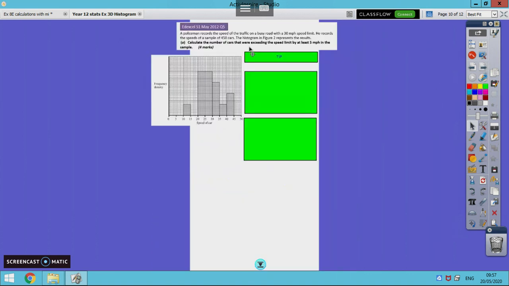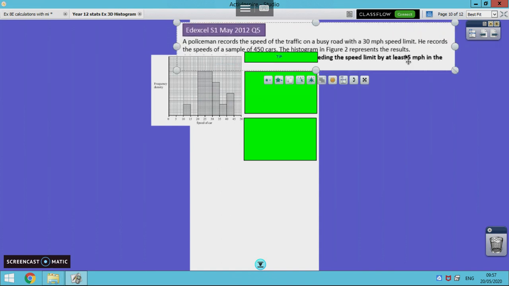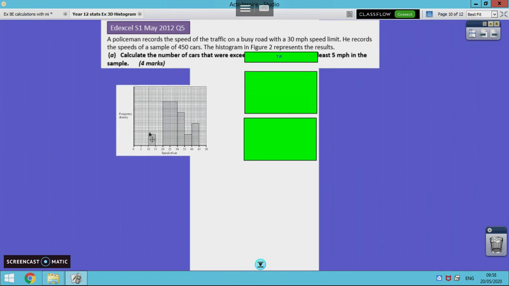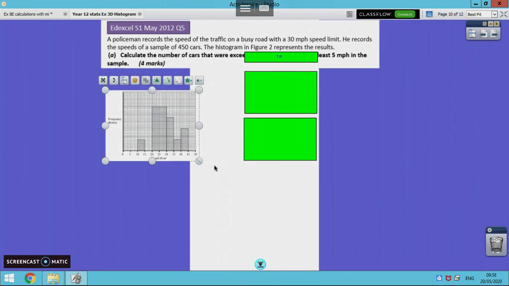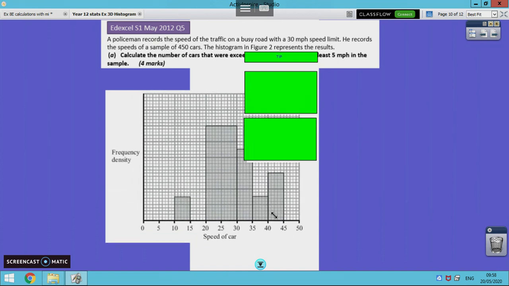Okay, I wish I could zoom in on this. I don't know why it's so small. So this is an exam question that I want to go through with you. Make it a little bit bigger. There we go.